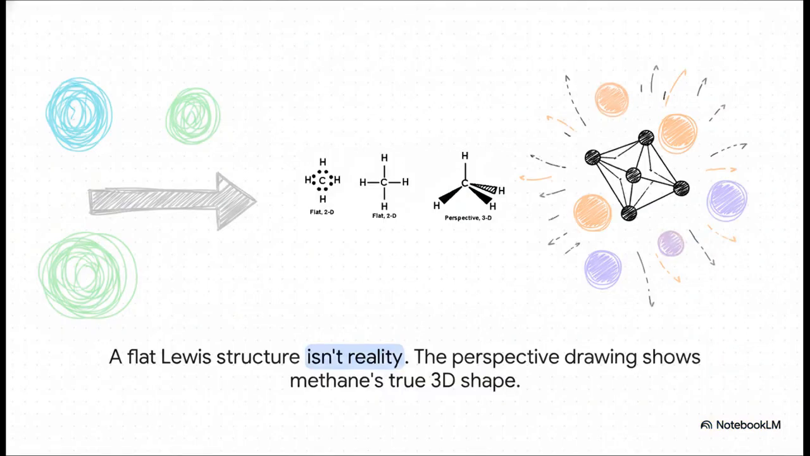On the left, that's the flat Lewis structure for methane, CH4. It looks like a plus sign. But that's not what methane actually looks like. The reality is on the right. It has a very specific 3D shape called a tetrahedron, where those hydrogen atoms are spread out as far away from each other as they can possibly get.